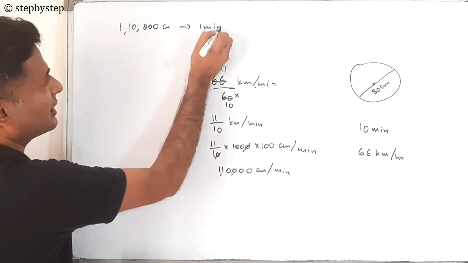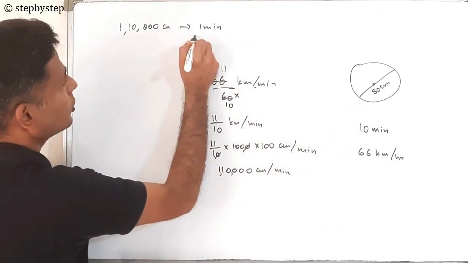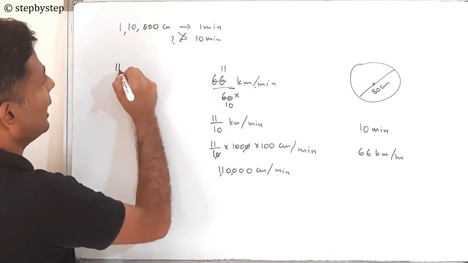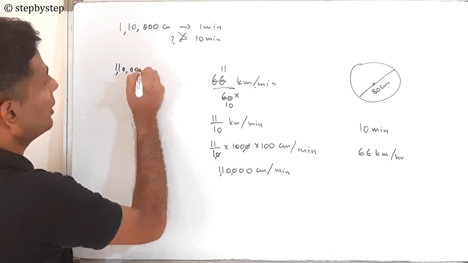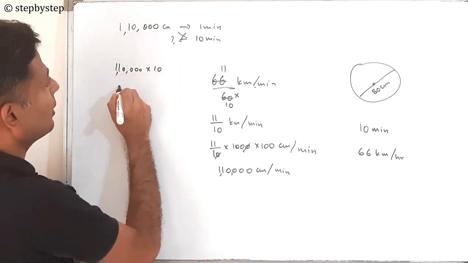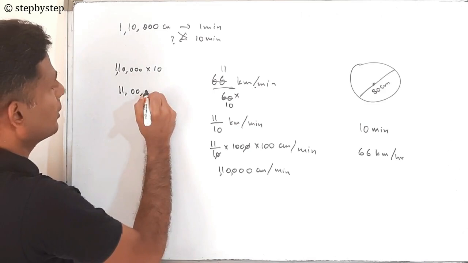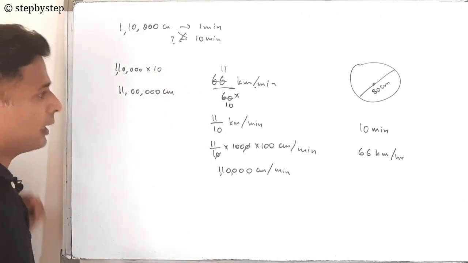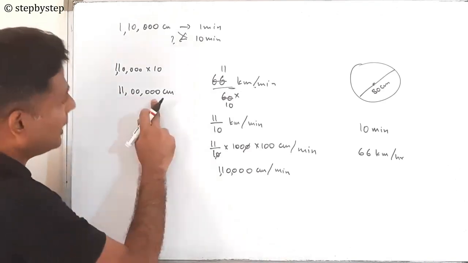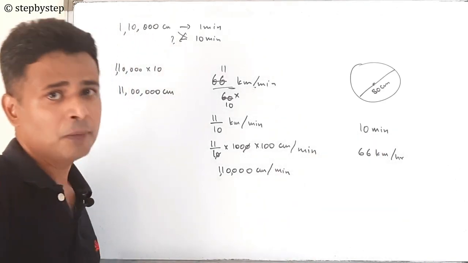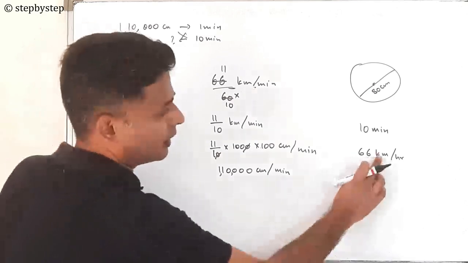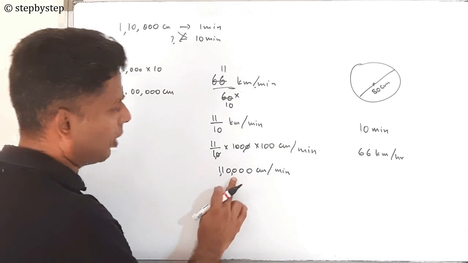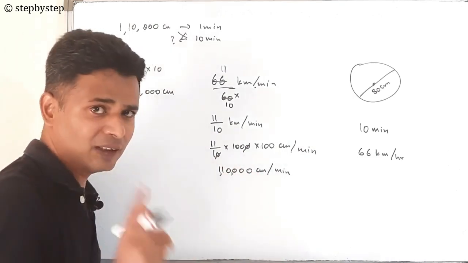Right? So how many minutes is it traveling? 10 minutes. So in 10 minutes, how much does it cover? 1,10,000 into 10, which makes it 11 lakh centimeters. Alright. So it is covering 11 lakh centimeters in 10 minutes. I hope you understood this. First I converted this to kilometer per minute. Then I converted kilometer to centimeter. So I got how many centimeters it travels in 1 minute.